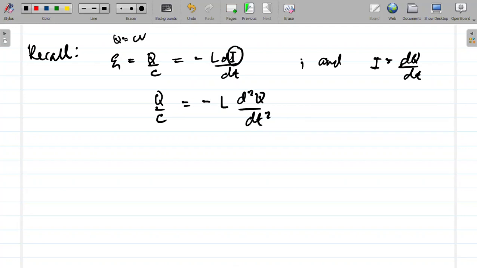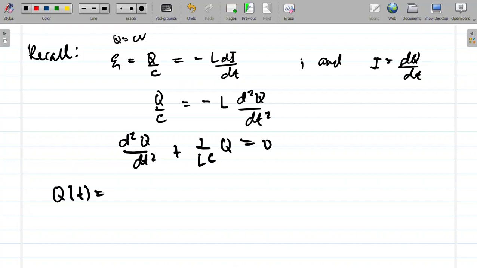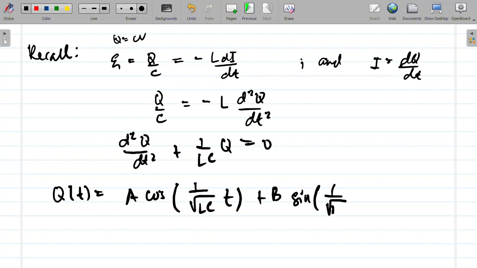Since I is dQ/dt, and you take the time derivative again, it becomes d squared Q over dt squared. So we have a differential equation: d squared Q over dt squared plus 1 over LC Q equals 0. This is a basic differential equation, just sine and cosine. Q of t equals A cos of t over square root of LC plus B sin of t over square root of LC.